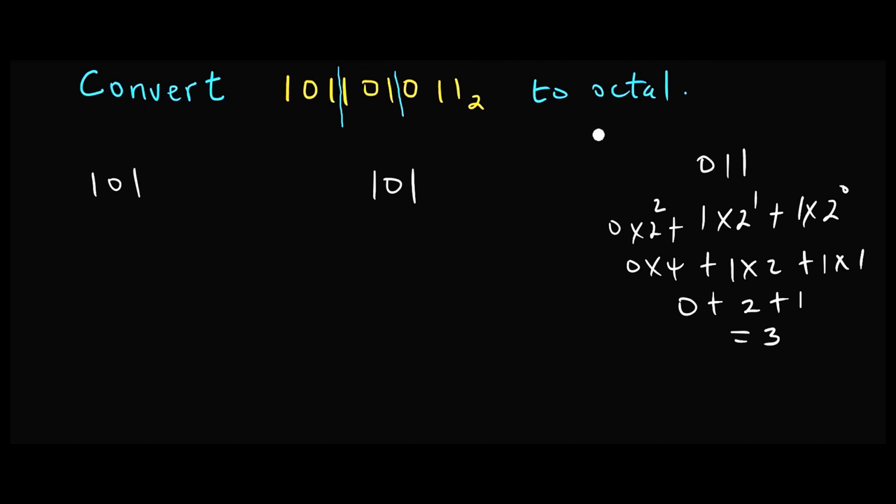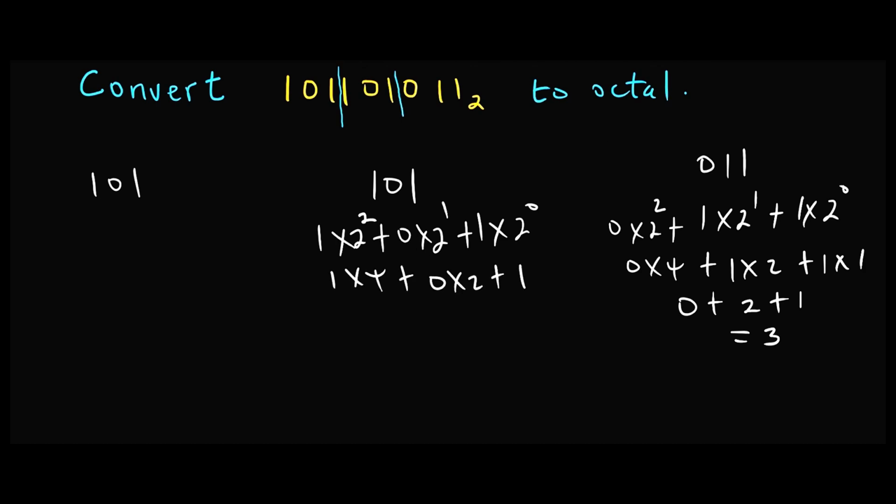Then here we're going to have 1 times 2 power 0 plus 0 times 2 power 1 plus 1 times 2 power 2. That is 1 times 4 plus 0 times 2 plus 1 times 1. That is 4 plus 0 plus 1, which is just equal to 5.